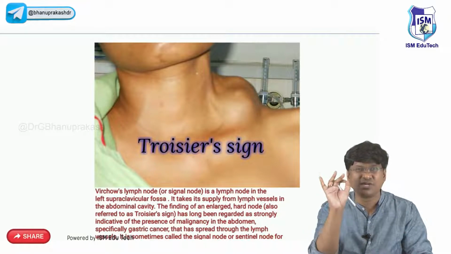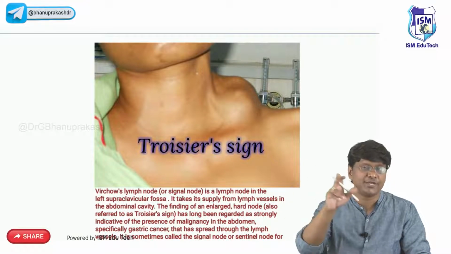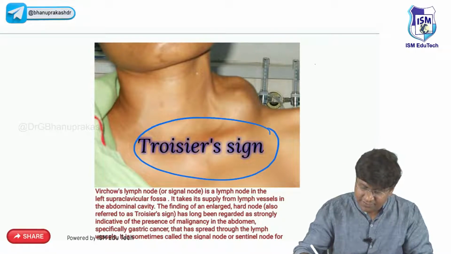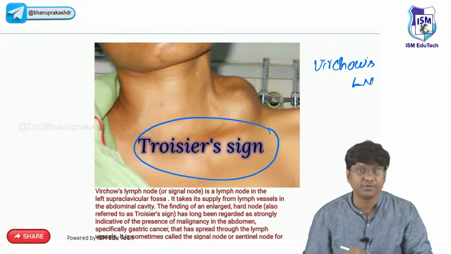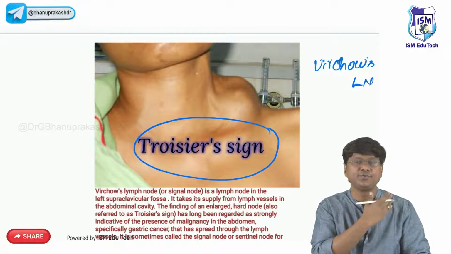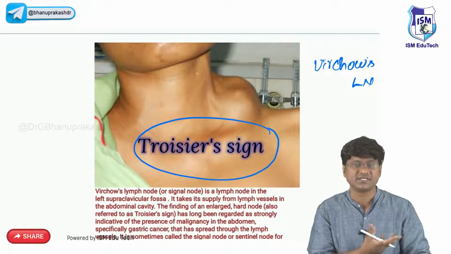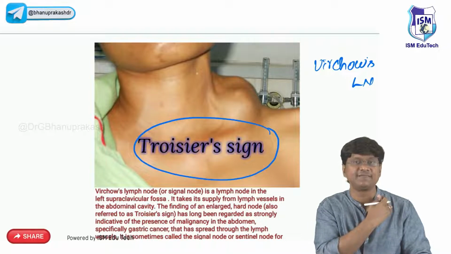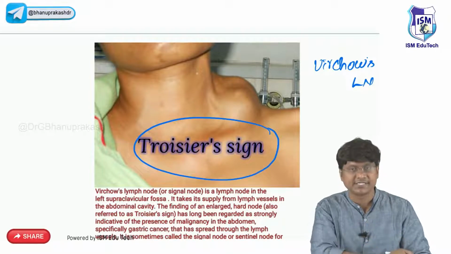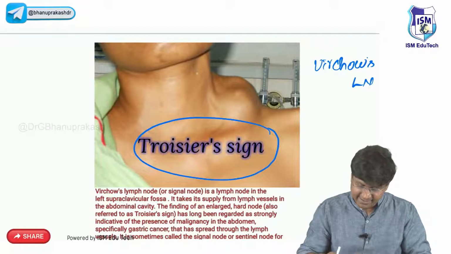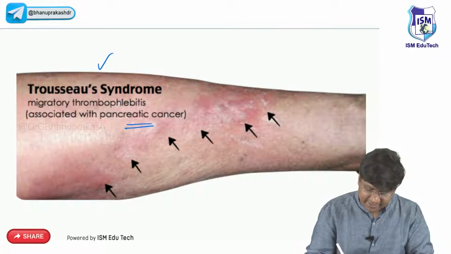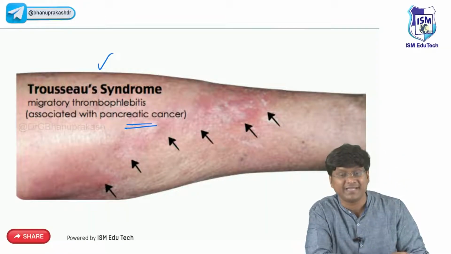Now, you take this word Trousseau's. We have two other conditions where you come across Trousseau's sign and Trousseau's syndrome. Trousseau's sign is nothing but your Virchow's lymph node, where the supraclavicular lymph node will be enlarged. You come across this in patients with carcinoma of the stomach. Carcinoma of the stomach will metastasize to the left supraclavicular area, and that we call the Virchow's lymph node. And the next important sign is Trousseau's syndrome.